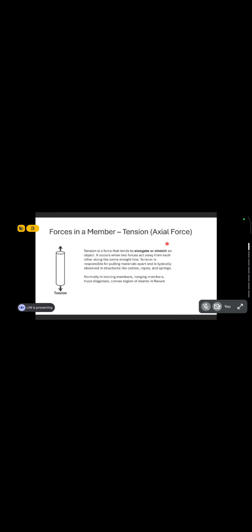The first one is tension. Tension is when you take a member and you pull it in two opposite directions. You can see this member is being pulled up and it's being pulled down. So the member goes into tension. When a member goes into tension, it will elongate or stretch. It becomes longer basically.